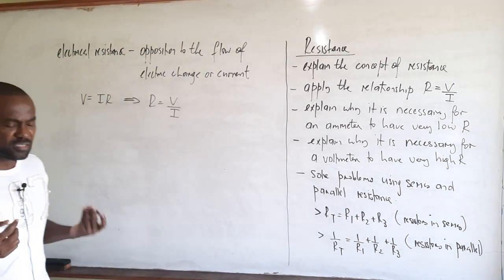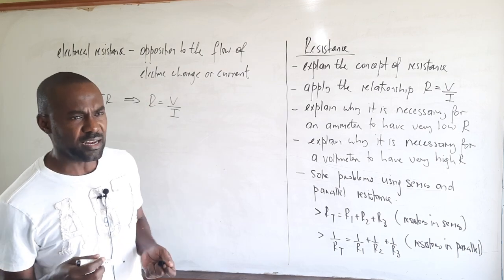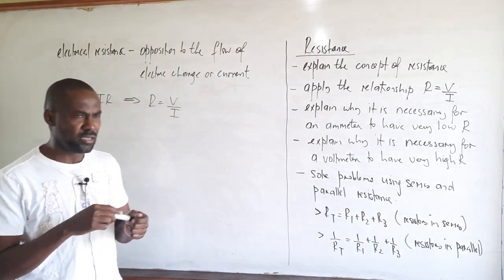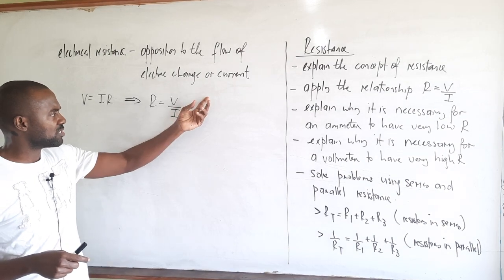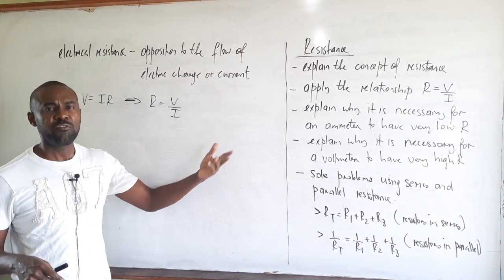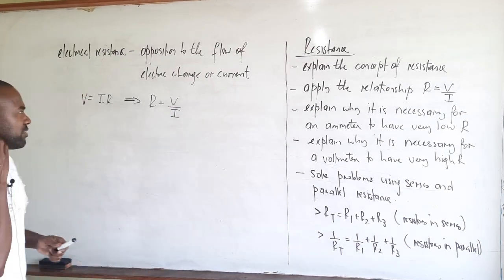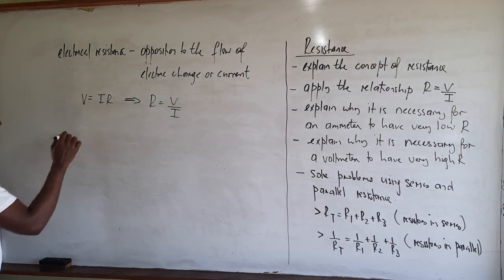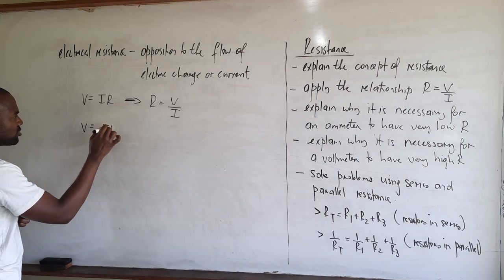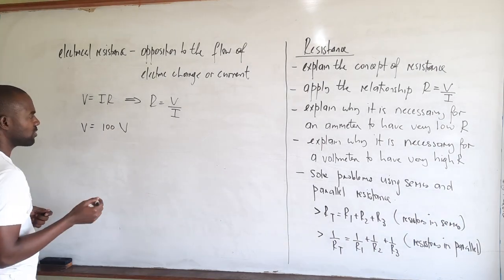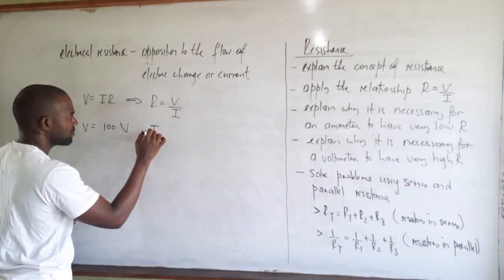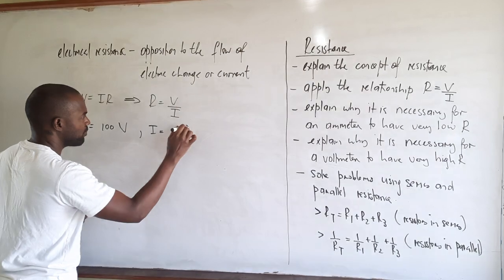And so basically what this equation allows is for us to calculate the resistance of a particular component if we know the potential difference across it and the current flowing through it. So let's say, for instance, we have a conductor where the PD across it is 100 volts, and the current flowing is equal to 5 amperes.